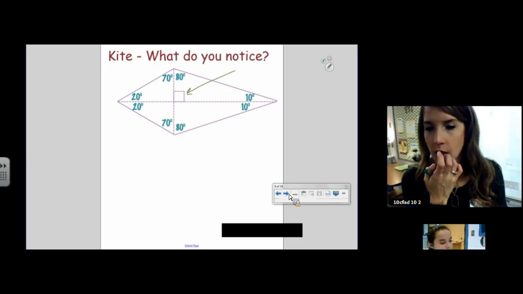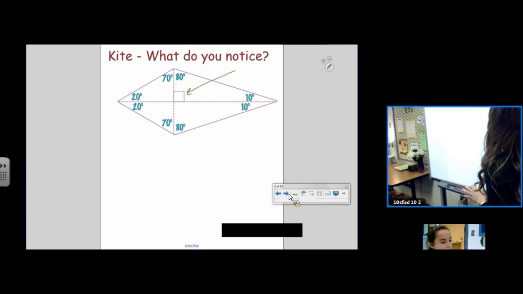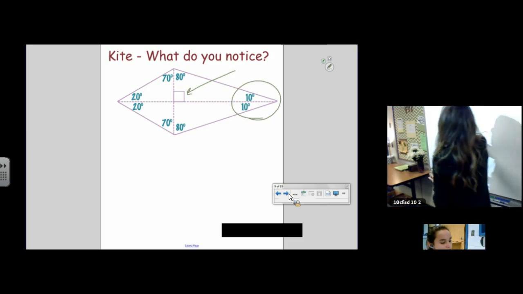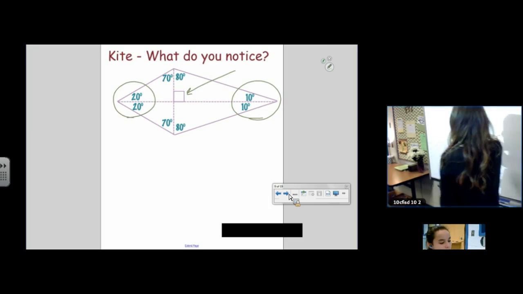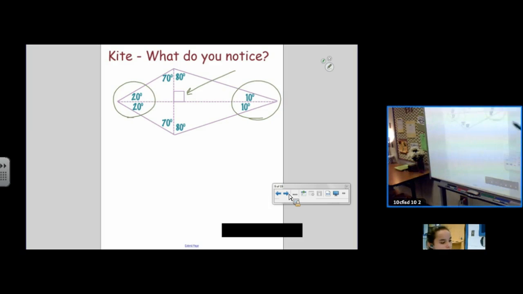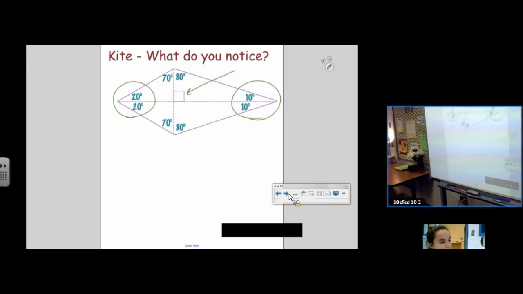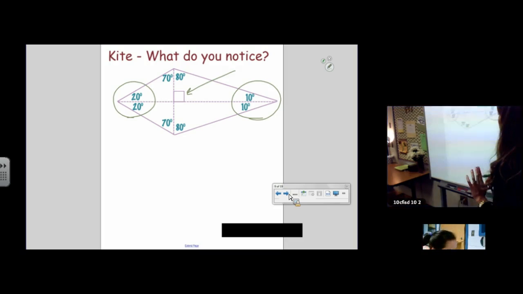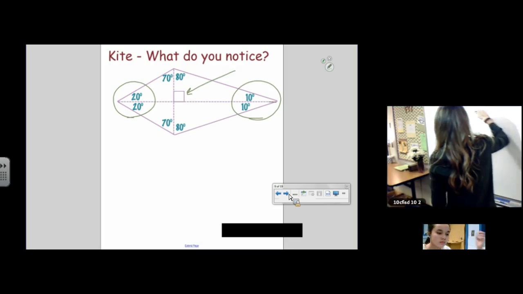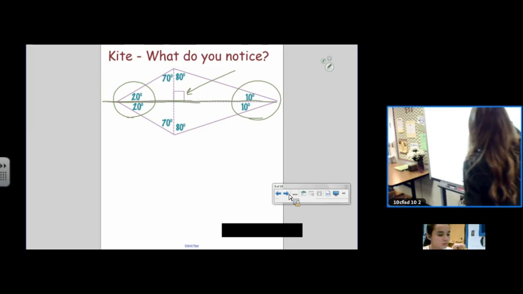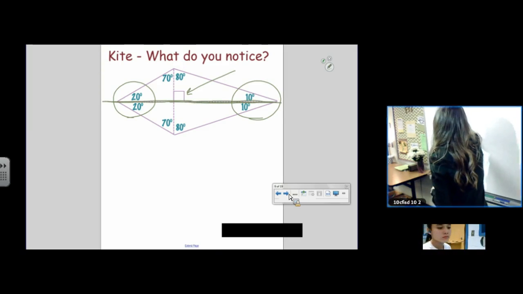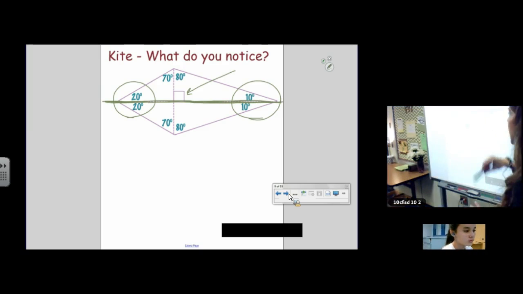All right, here we notice this angle has been bisected, and this angle has been bisected. But those angles aren't congruent. Look, this one's 40 and this one's 20. So I don't think we have any for sure parallel lines in a kite, so we need to be careful about that. But I do notice that in both pictures, this diagonal is like a mirror. It's like a mirror image.